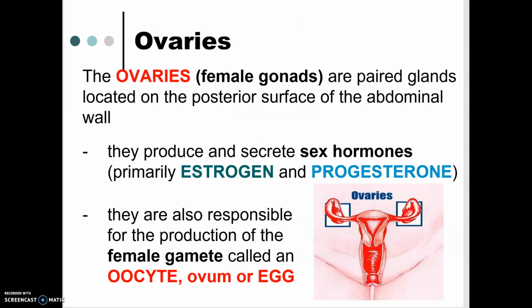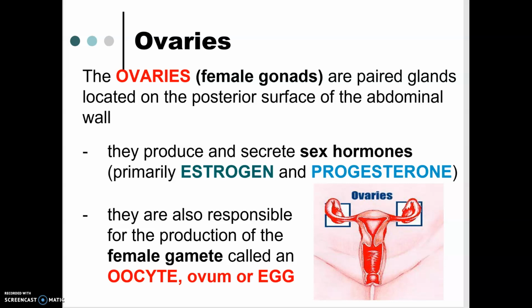So, as I mentioned, the ovaries are the female gonads, so they're paired, and they're located on the posterior surface of the abdominal wall. And we'll show you some anatomical pictures of those in a second. And they produce the sex hormones, which are primarily estrogen and progesterone, and those are going to have a major role to play in the reproductive cycle of the female, as well as development of structures, maintenance of pregnancy. The list goes on and on. So estrogen and progesterone are very, very important hormones when we talk about females.